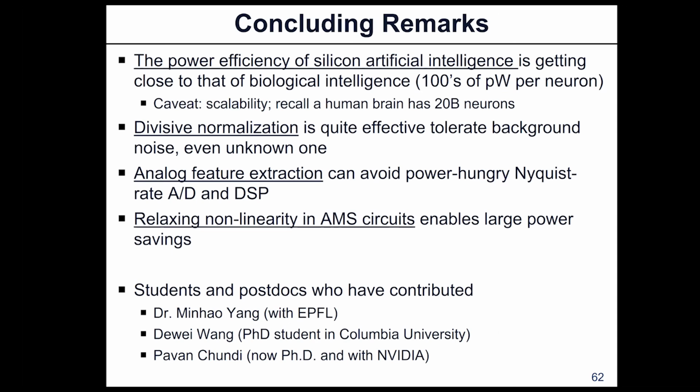So I have a few concluding remarks. The first one is that although there are still a lot of challenges, silicon artificial intelligence is getting closer to biological artificial intelligence at the small scale. So that's exciting. Second, divisive normalization, division, which is taboo in digital signal processing, actually can be very helpful, and you can do it with spiking hardware fairly effectively. The third one is analog feature extraction, which is also non-conventional, but this can potentially go to extremely high power efficiency.